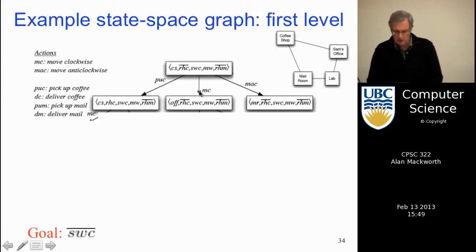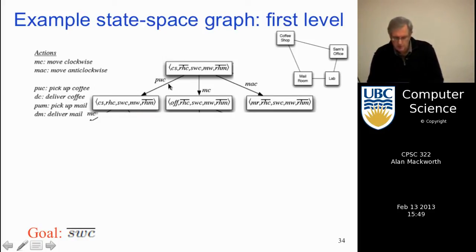You check all the preconditions of all 6 or 7 actions. Only 3 of them have their preconditions satisfied, so you get 3 successors. And you know how to generate the successors. You check the preconditions, you look at the effects of the actions, and you put those in the new state.